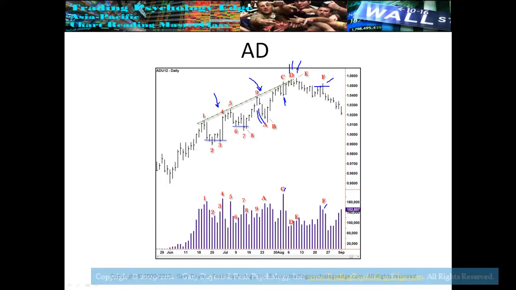So is C a buying climax? No, I wouldn't call that a buying climax. It's just supply coming in, Terry. Just supply coming in.